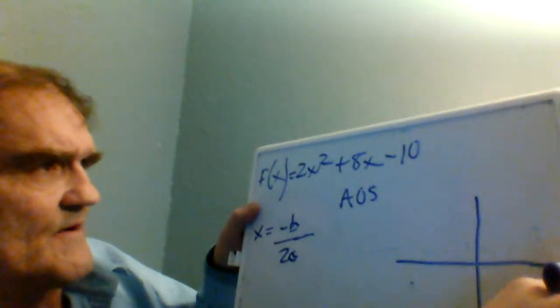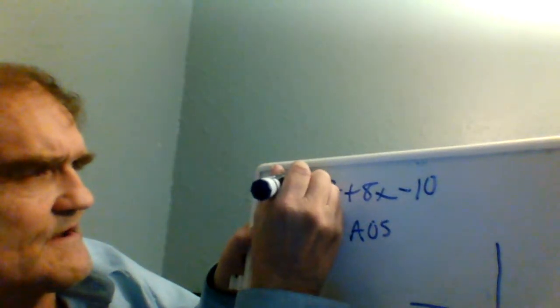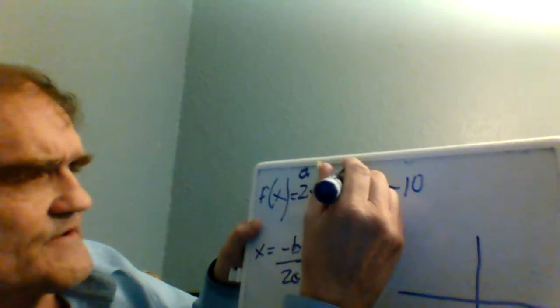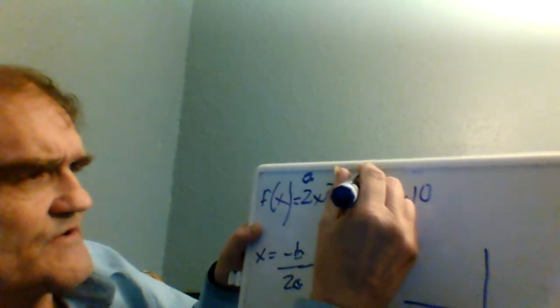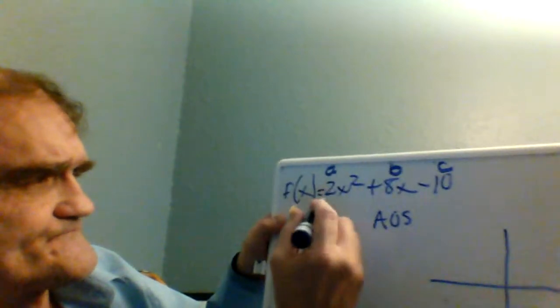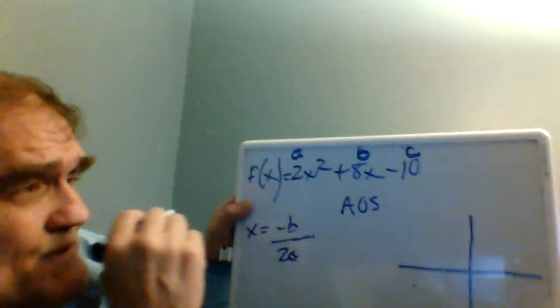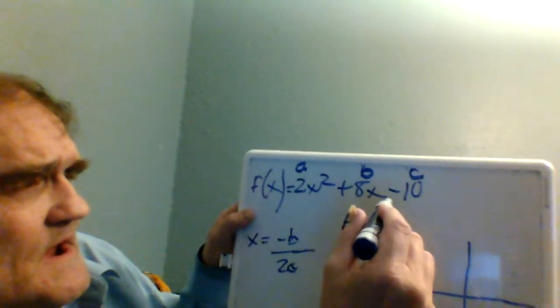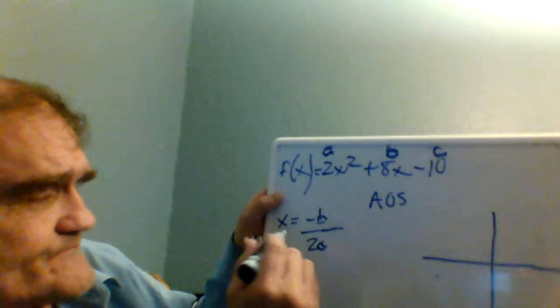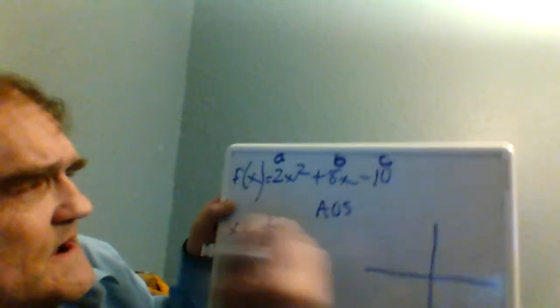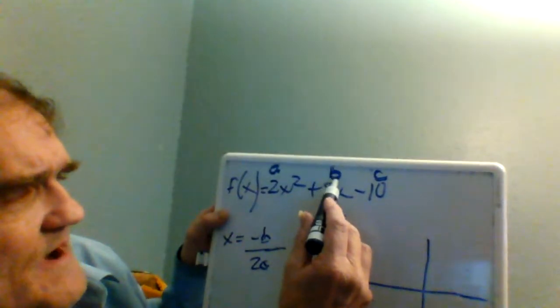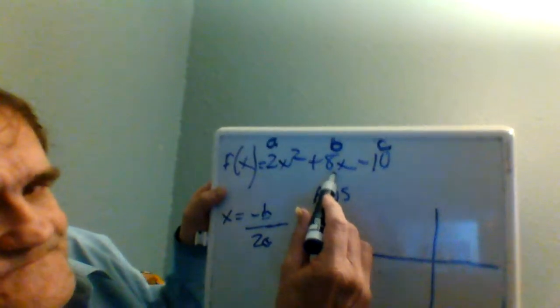Well, first you have to understand that this ax, remember we had ax squared plus bx plus c? Well, it turns out that these numbers have a letter attached. This one has the letter variable a attached. This one has the letter b attached, and this has c attached. So this is what we refer to as a, this is what we refer to as b, and what we refer to as c. So when we say negative b over 2a, this is b right here, and that right there, 8, is b.